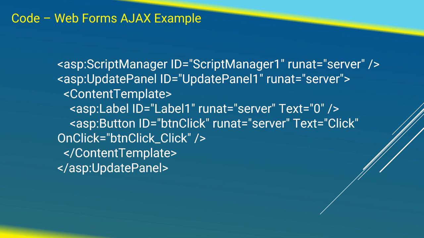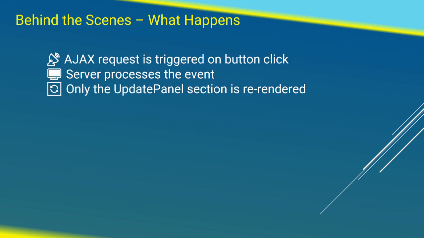When you click the button, an AJAX request goes to the server. The server handles the event, returns just the updated part, and the browser patches it into the page.